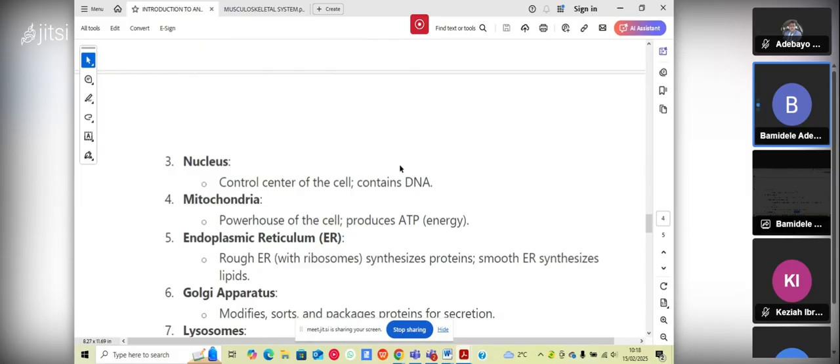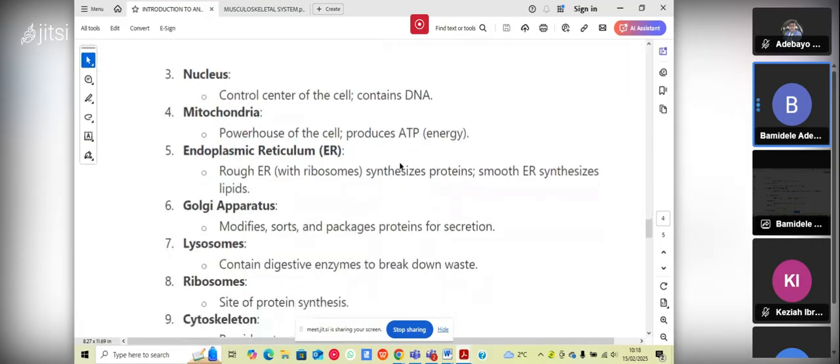This is the control center of cells. It contains the DNA, that is, it contains the key element, the main DNA, the main origin of the cell. Their prototype, like their brain boss. Mitochondria is the power, like a generator, that produces the power needed for their function.